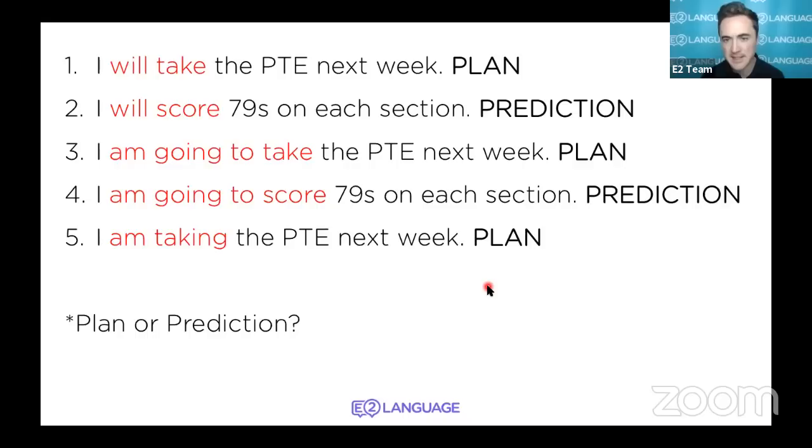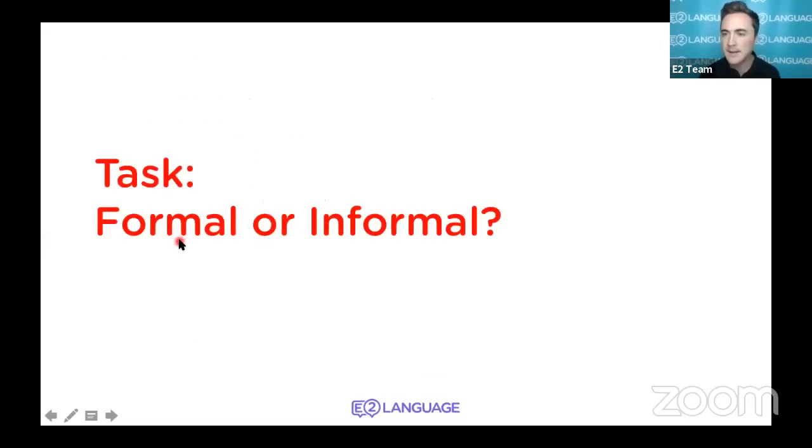I'm going to take the PTE next week. Number 4 is a prediction. I'm going to score 79s on each section. And number 5, I am taking the PTE next week is always a plan, because you can't say I am scoring 79. No, it doesn't work. Number 5, in this sense, I am taking or I am teaching tomorrow is always a plan. It's always a plan. Good. So if you got that, well done. Now tell me which ones are formal and which ones are informal.